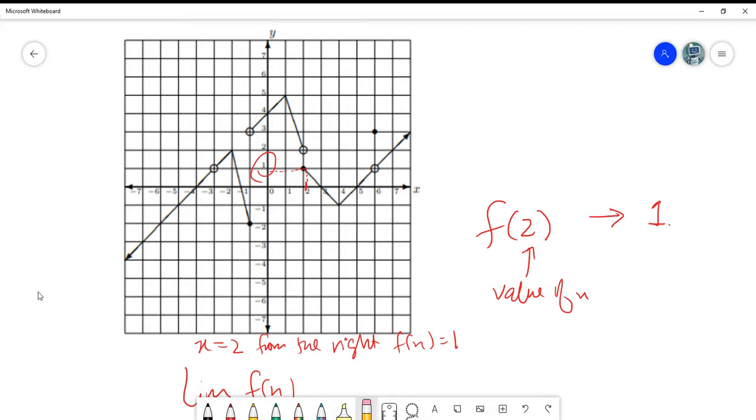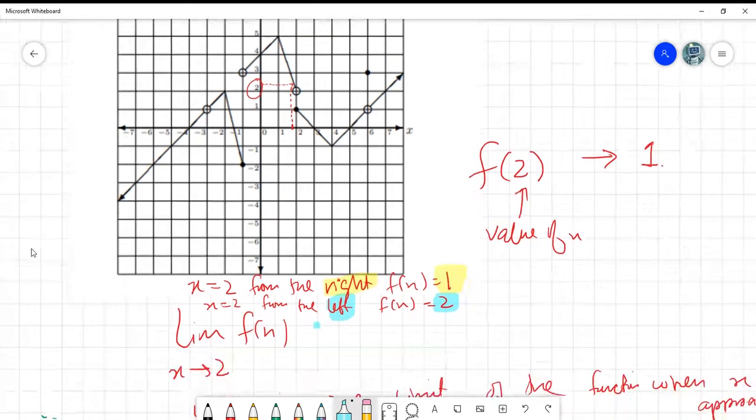But now let's see what happens when I look at x equals 2 slightly from the left. When I look at x equals 2 from the left, the approximate value that I get is an f of x value of 2. Now, as you can see, when I looked at it from the right, the value of f of x was 1. But when I looked at it from the left, the value of f of x was 2.